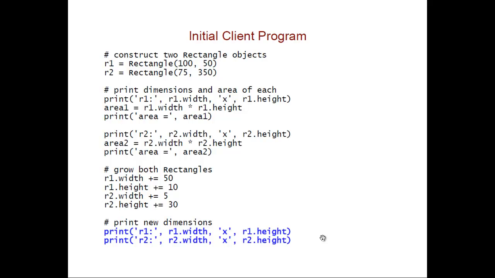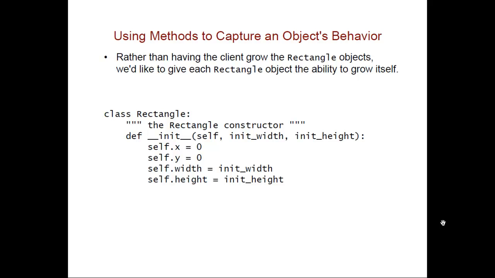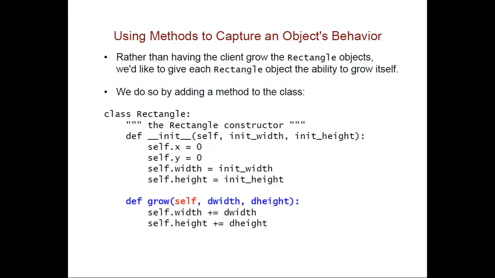And you can see the client is doing most of the work here. It's not relying on the rectangle object to do much of anything but hold the attributes. But what we'd like to do is give the rectangle object the ability to do stuff, and then the client program will become simpler. So for example, we might want the rectangle objects to be able to grow themselves, and we can do that by adding a method called grow.